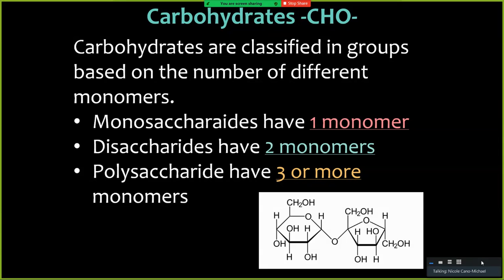Yeah, disaccharide. Yep, absolutely. This is a disaccharide because I'm seeing 1 and then 2 sugar rings, and these little rings represent a sugar. If I see two of them, it's a disaccharide. If there was only one, it's a monosaccharide. If there's three or more, I have a polysaccharide.